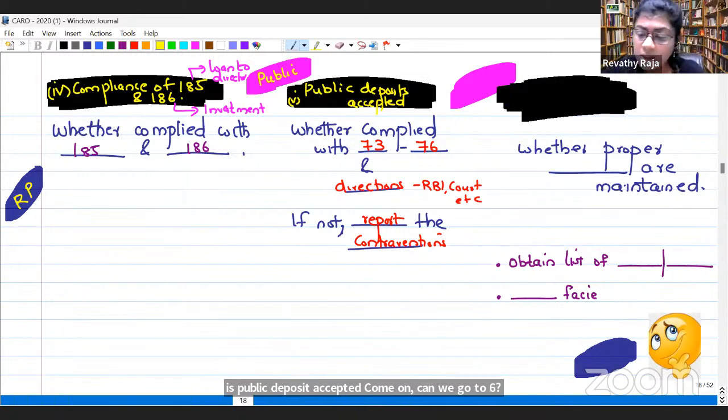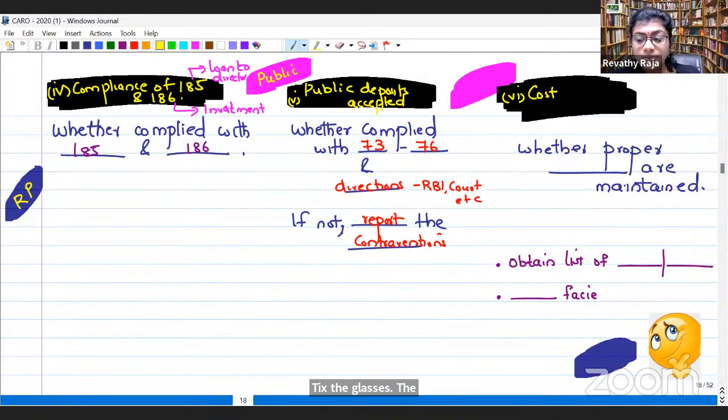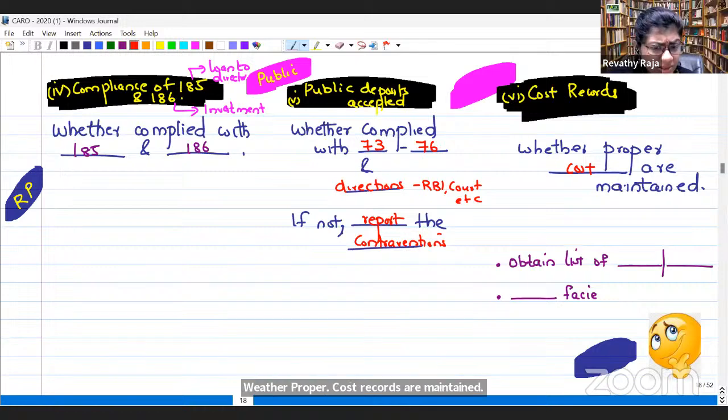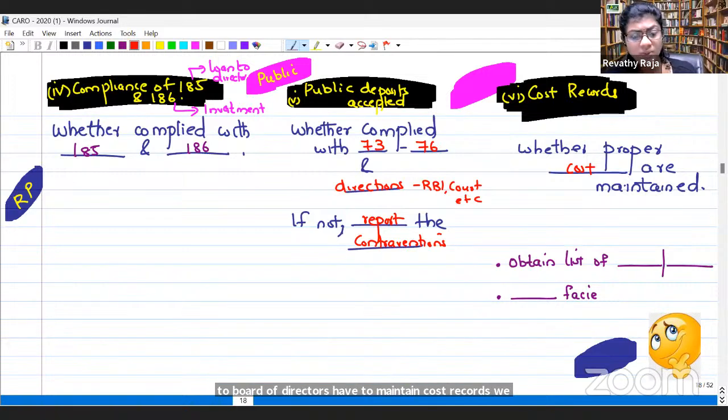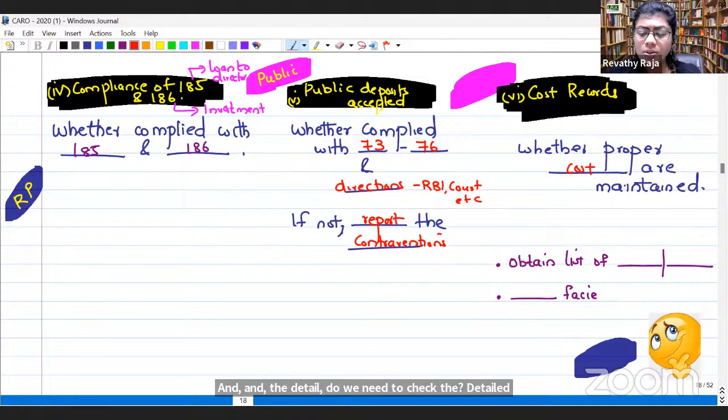Sixth clause is the cost records, the other records, our brother, CMA. Whether proper cost records are maintained. Board of directors have to maintain cost records. We are just checking whether it is properly maintained. Do we need to check the detailed? Answer is no. You have to just check prima facie.